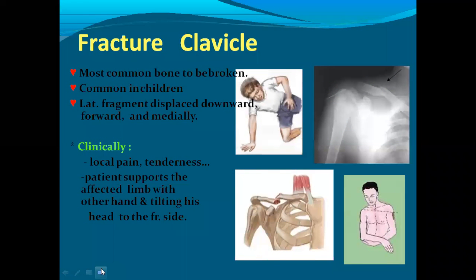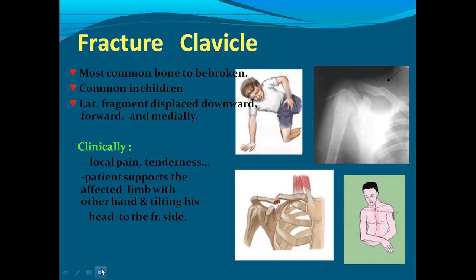To start with, we start with the fracture of the collarbone, that is the fracture of the clavicle. It is the most common bone to be broken. It is very common in children due to many falls. The lateral fragment of the clavicle is displaced downwards, forwards, and medially.